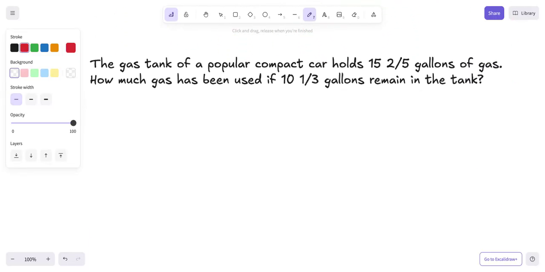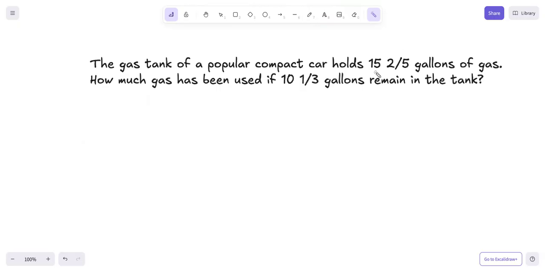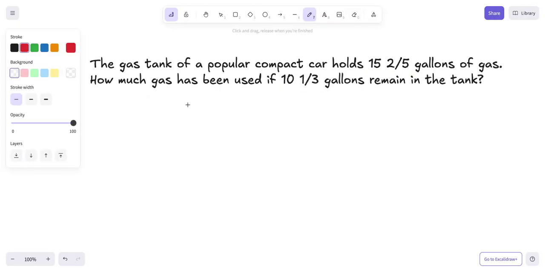Next one. The gas tank of a popular car holds 15 2/5 gallons of gas. How much gas has been used if 10 1/3 gallons remain? Well, it can hold this much. There's this much left, so we just subtract. So it's 15 2/5 minus 10 1/3. For adding and subtracting, we need common denominators. Our denominators are 5 and 3, so our common denominator will be 15.